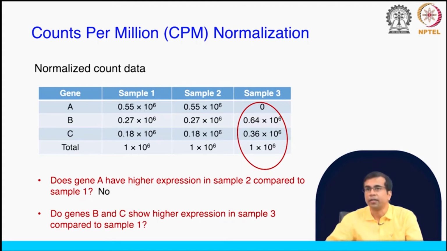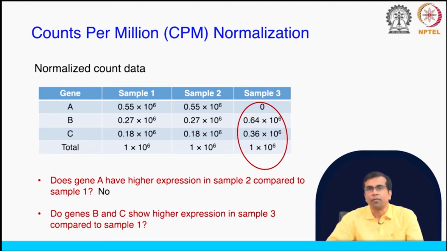Okay. So, the answer is no, but we cannot answer the second question, right, because we have not addressed the RNA composition bias, right. So, would genes B and C show lower expression in sample 3 compared to sample 1? We cannot answer that question because we have not addressed this RNA composition bias.